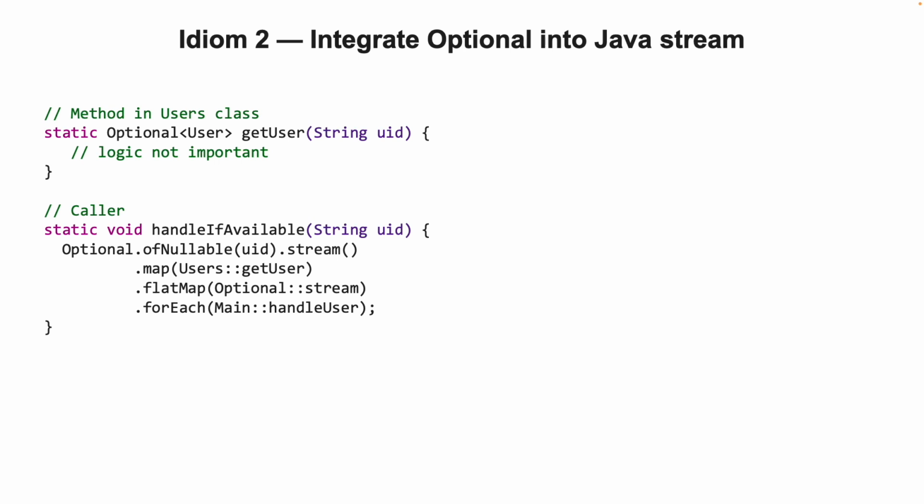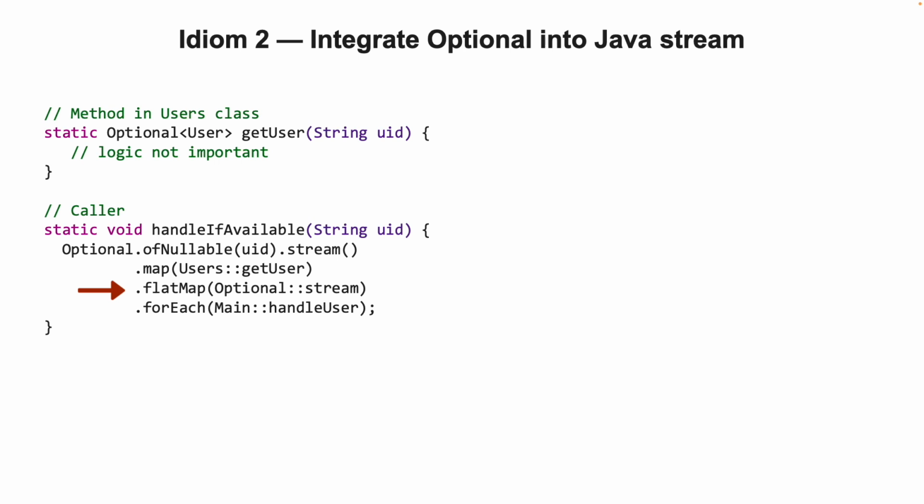Let's analyze this code a bit. The map method returns a stream of Optional User because getUser returns an Optional User. Now the flatMap method will take an Optional User as input because that's available from the previous step. When we pass the method reference Optional::stream to the flatMap, flatMap will internally call it and it will return a stream of User.